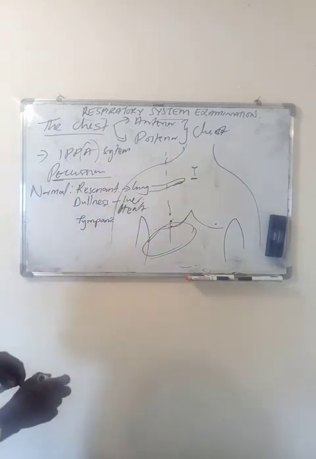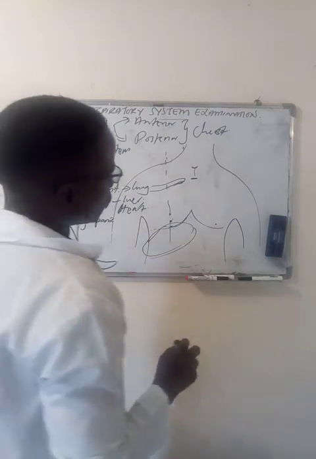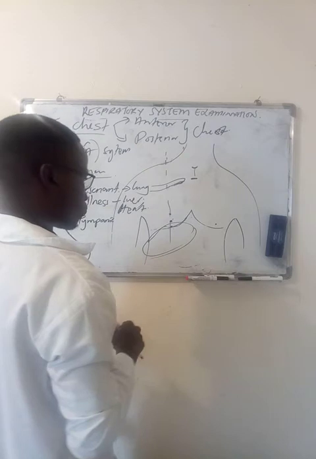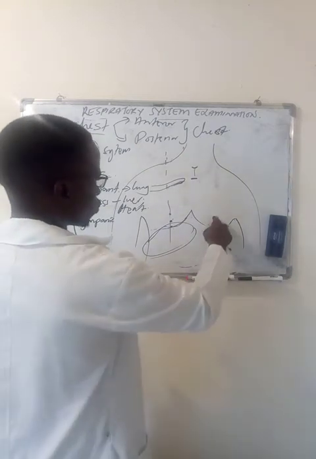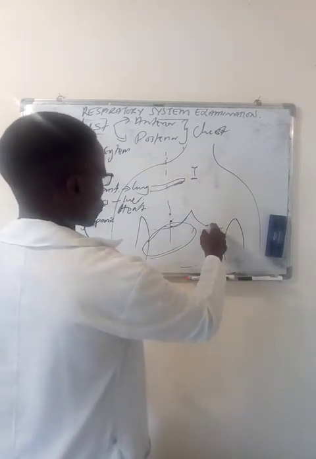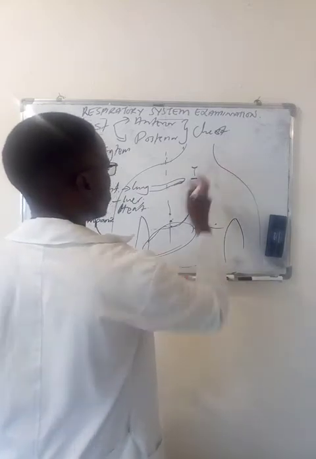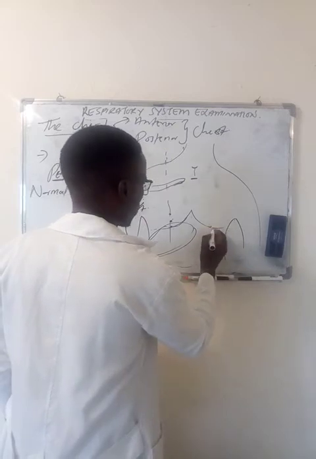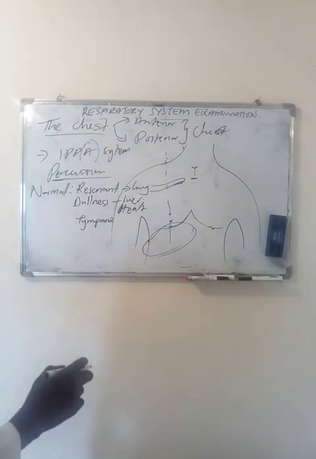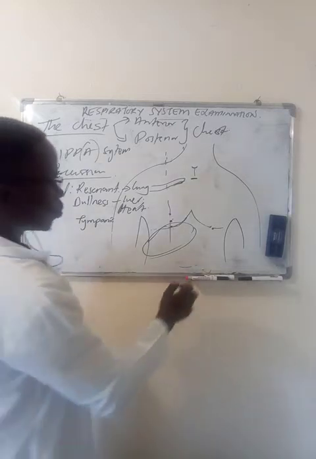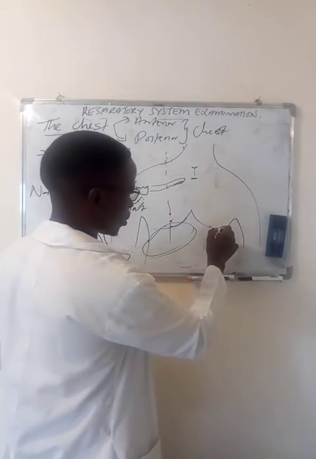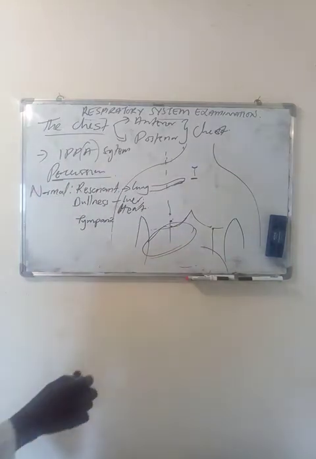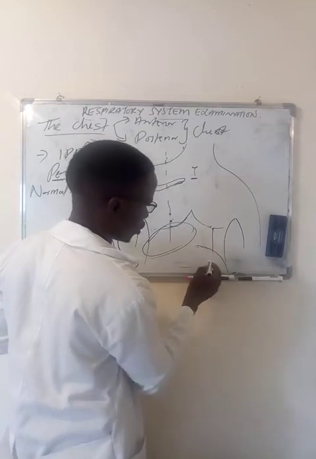Now, what you do is you check for the sixth intercostal space in the left mid-clavicular line, which may be somewhere here. Let me put it somewhere there. The sixth intercostal space. And then you draw a vertical line coming down until it reaches the costal margin. So there's the costal margin here. Those are the ribs. So it reaches somewhere there.